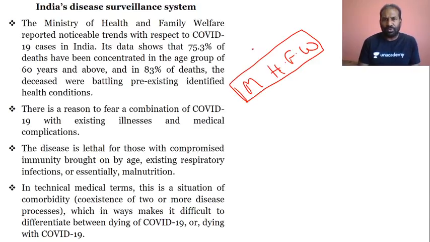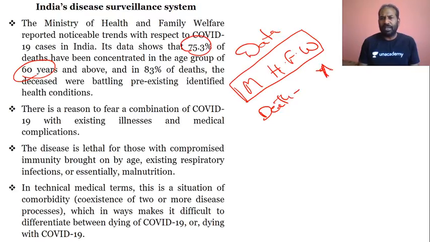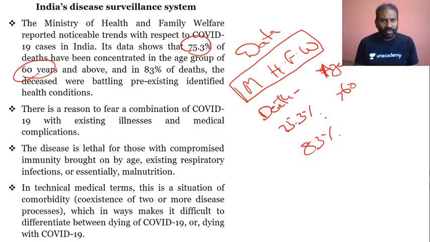The data from the Ministry of Health and Family Welfare shows that 75.3 percent of the deaths have been concentrated in the age group of 60 years. So we are talking about mortality, and we would be looking into the age group. Almost 75.3 percent in the age group of 60 years and above, so that is greater than 60 years. And 83 percent of the deaths are above 60 years.